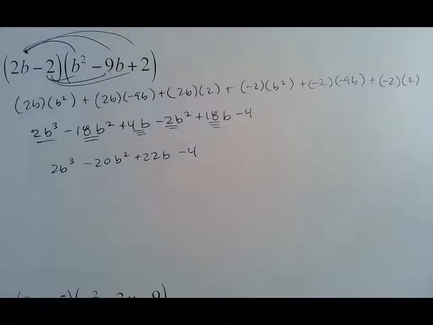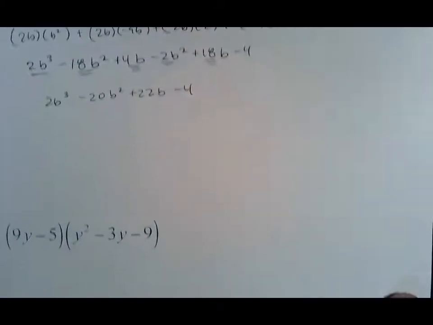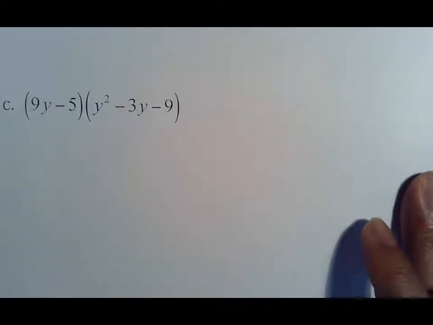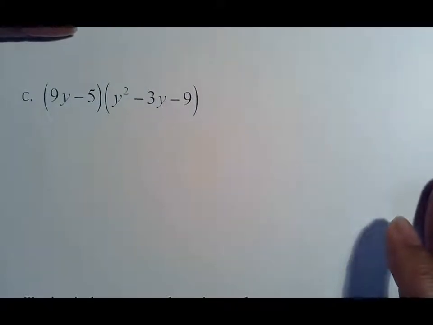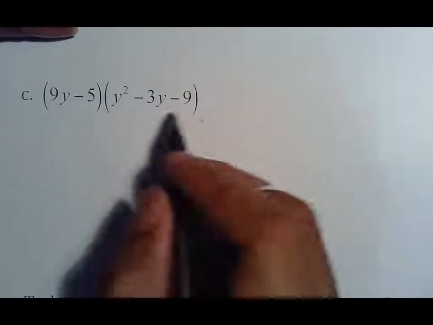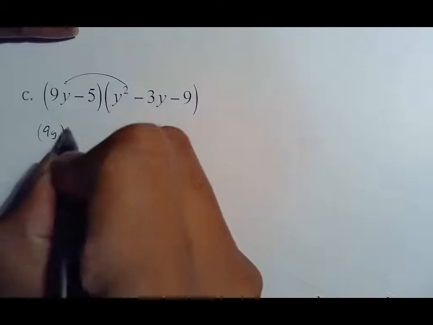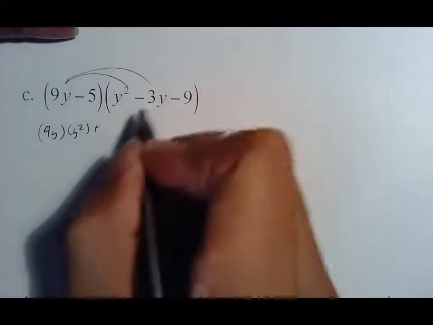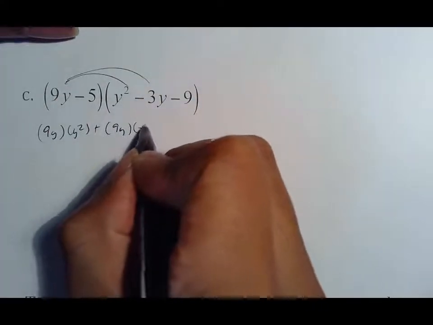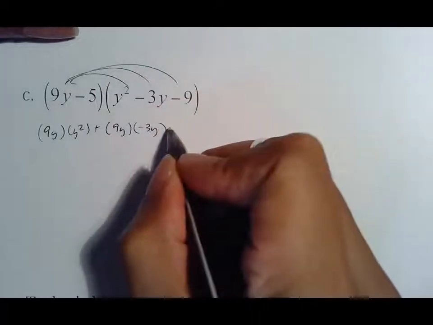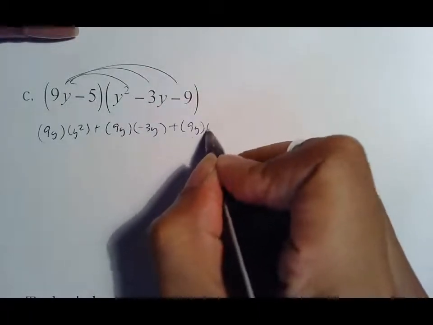Very straightforward. Again, it's just going to come down to whether or not you practice it or whether or not you did everything you needed to do up to this point to get it done. Patience is also going to be key. But again, nothing really changes. It's just make sure that this number meets everybody. So 9y meets y squared. And 9y meets negative 3y. And 9y meets negative 9.